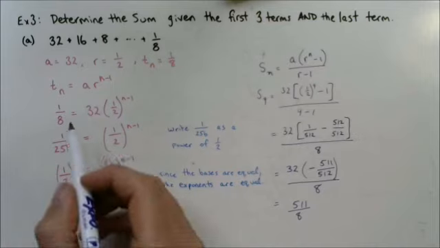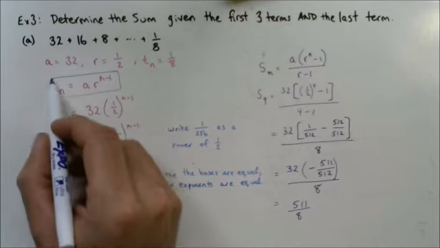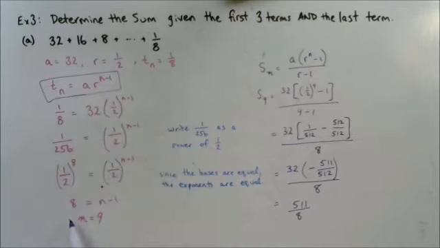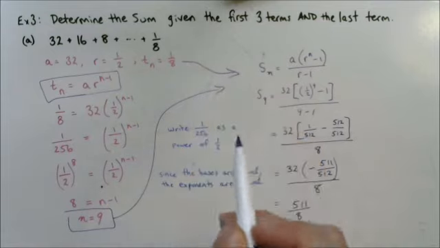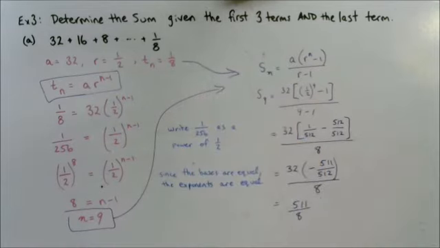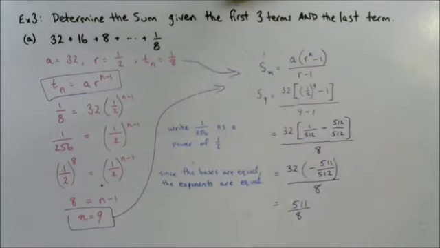The first thing that we had to do was use our formula for the general term to find out how many terms there were, and then take that and sub it in with the rest of our information into the formula for the sum of the first n terms. Okay, let's try that again with another example.